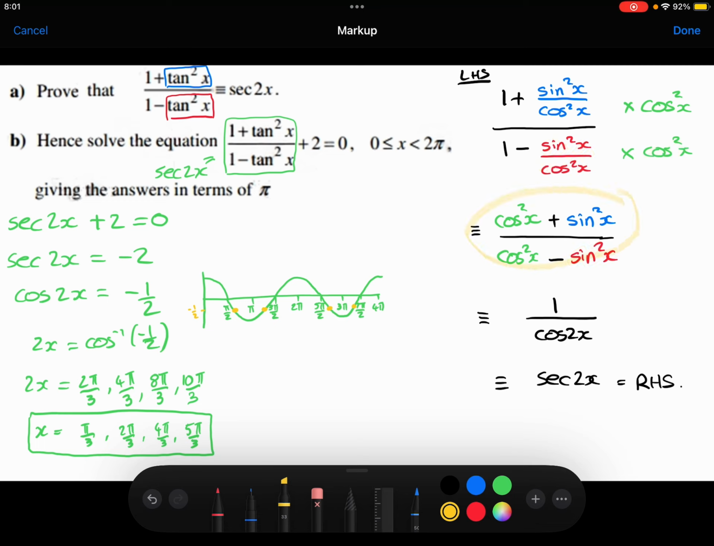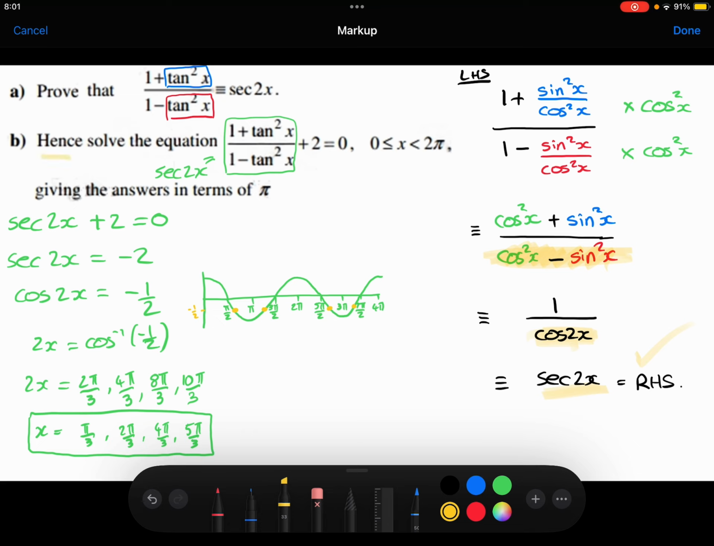Right, at this stage I notice that I've got the cos squared plus sine squared, which we know is just 1. And then on the denominator, we've got this cos squared minus sine squared, which I recognise as being one of the cos double angles. Remember, the cos double angles are cos squared minus sine squared, or 2 cos squared minus 1, or 1 minus 2 sine squared. So this on the denominator is identical to cos 2x. And I know that 1 over cos is sec. So that completes part A of the question.